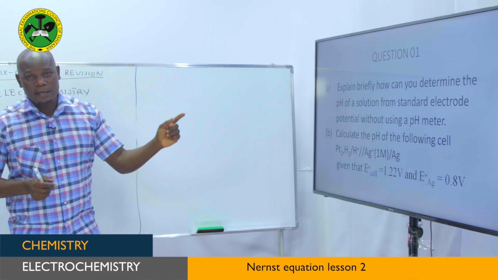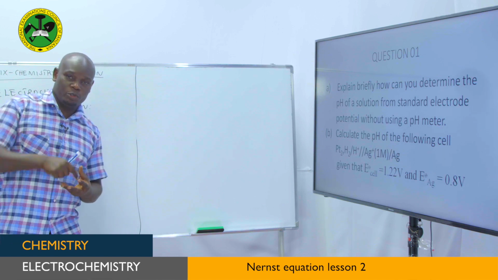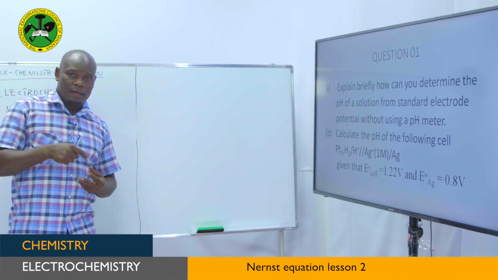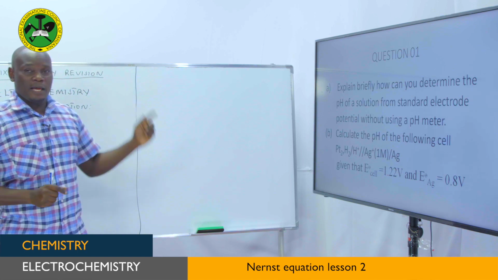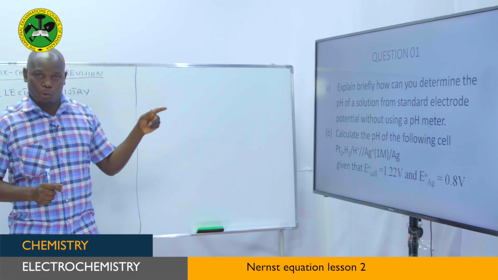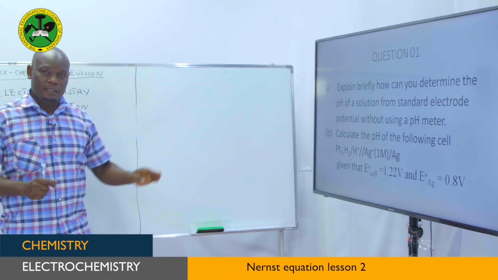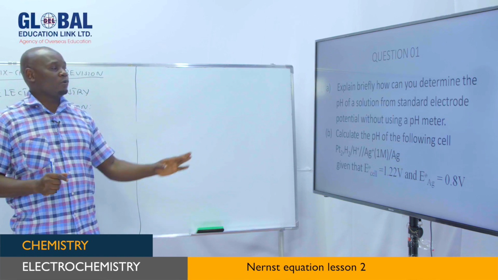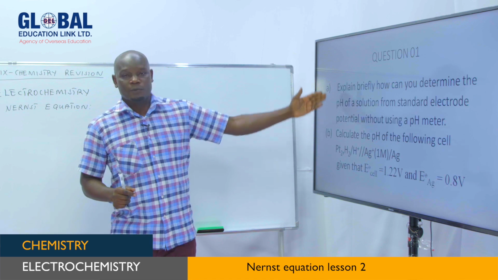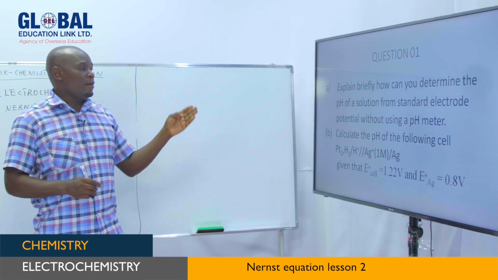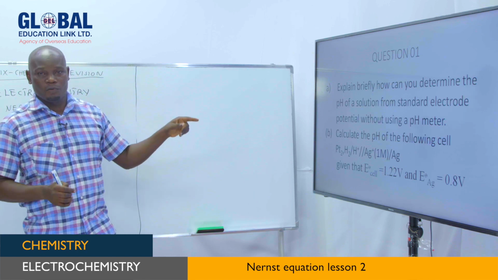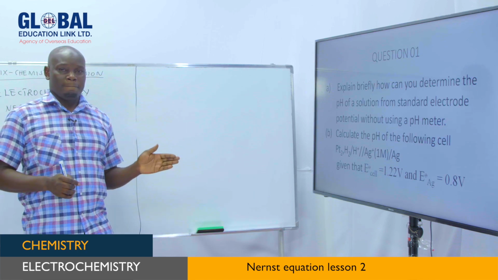But the standard electrode must be dipped into a solution of 1 molar containing its ions. And from there, you have now to derive the equation. And by considering those points, then you will be able to get the marks from that equation that you have been asked to explain: how can you determine the pH of a solution without the use of a pH meter.